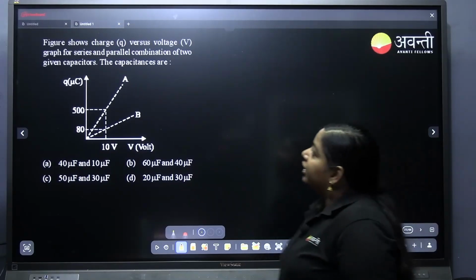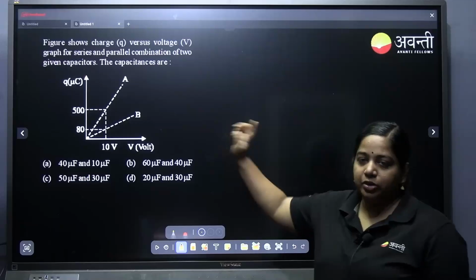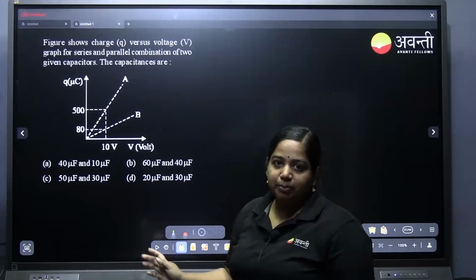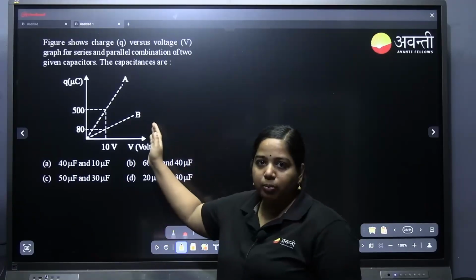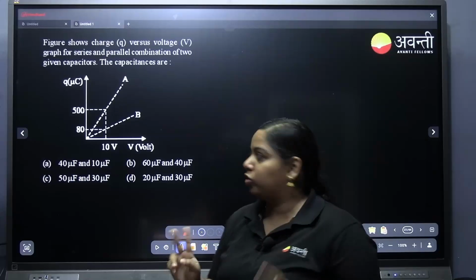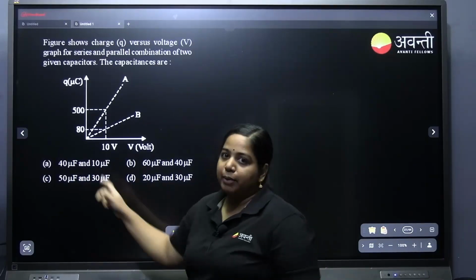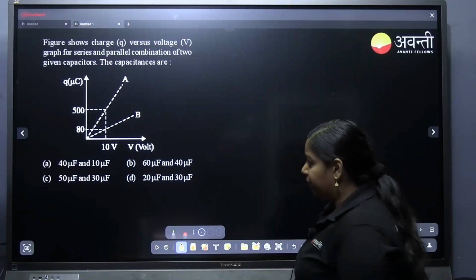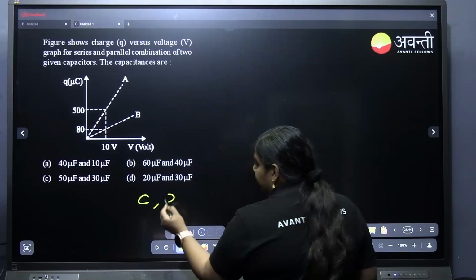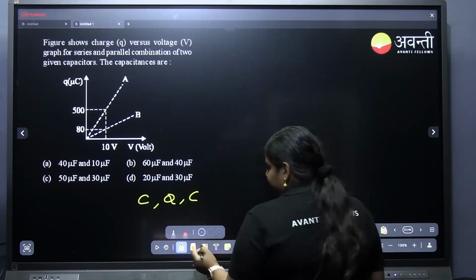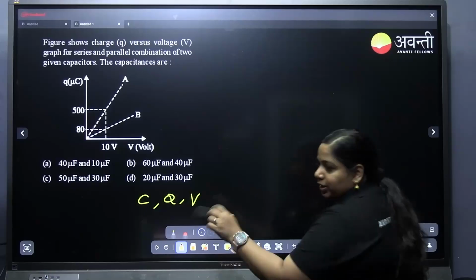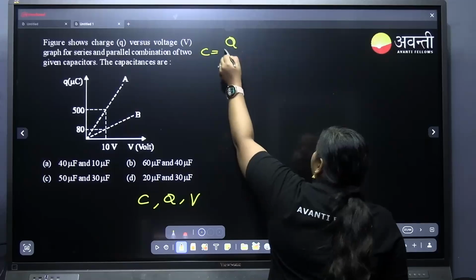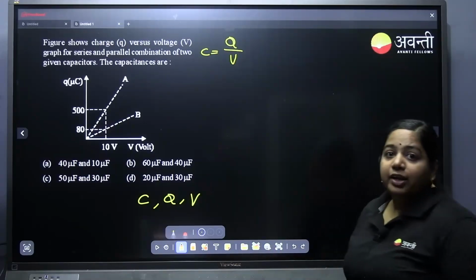Next one, figure shows charge Q versus voltage graph for series and parallel combination of two given capacitors. So one is for series combination, another is for parallel combination of two capacitors. What are those capacitances? That is the question. Okay. C, Q, V. What is the relation between these? C equal to Q by V. Yes. So we can use that formula.